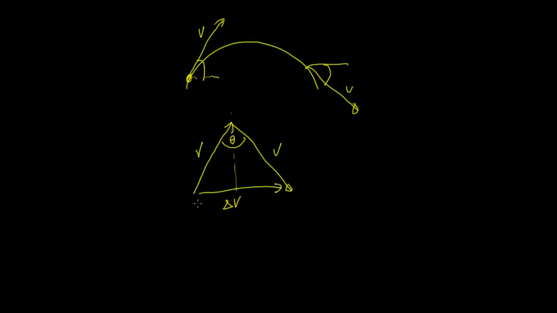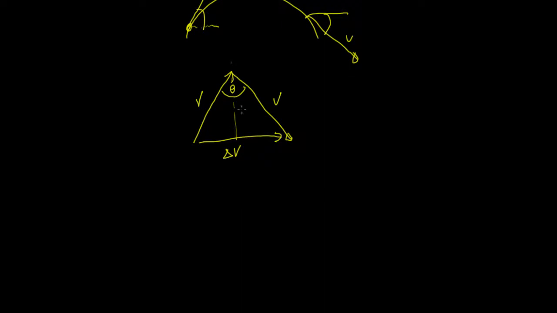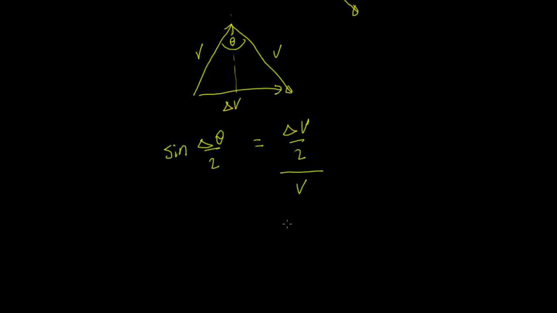So it means you can do a wee bit of jiggery pokery with this here, and you could say that the sine of delta theta upon 2 is that angle there, going to be this distance here upon that distance there. Well, that distance there is delta v upon 2, and that distance there is going to be v.